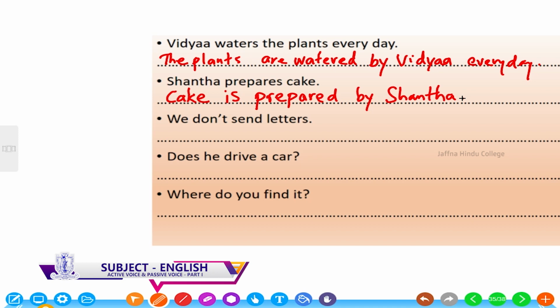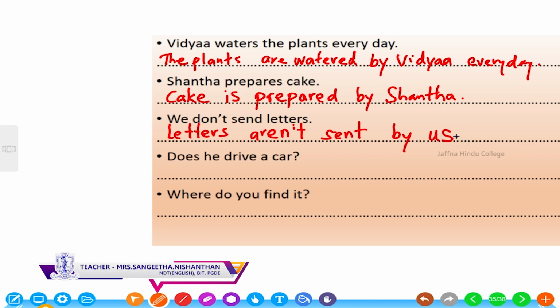The third one, we don't send letters. Who? We. What do we do? Don't send. What do we send? Letters. So, the object is letters. The object is brought here, letters. Plural and simple present tense. So, the be verb is are plus not, aren't. The past participle of the main verb is sent, by. We changes to us.